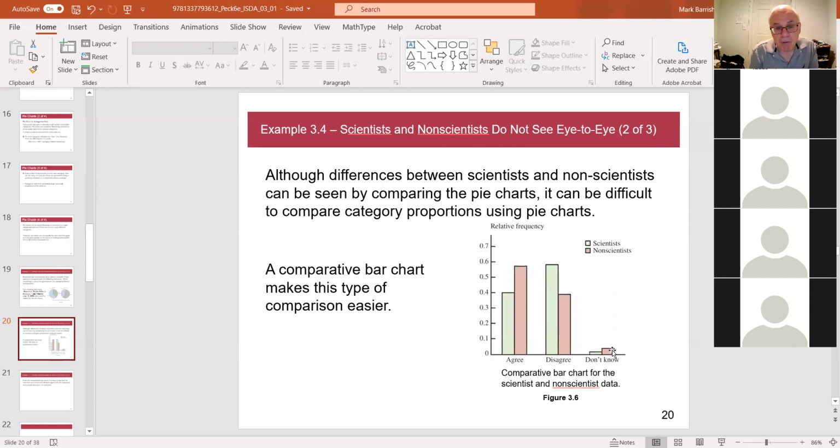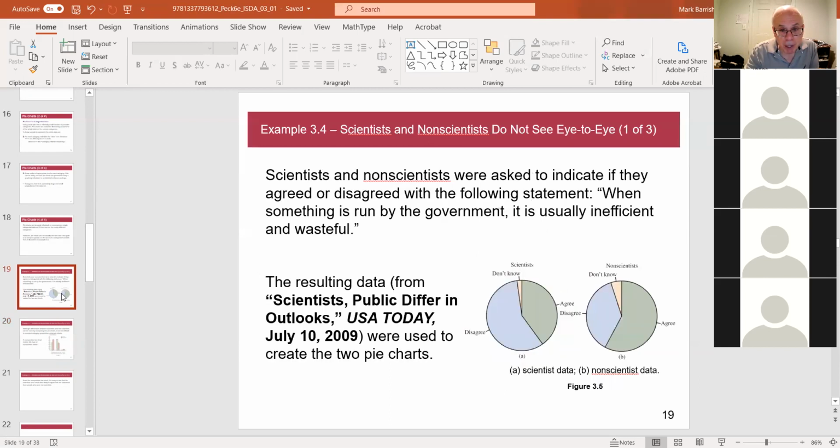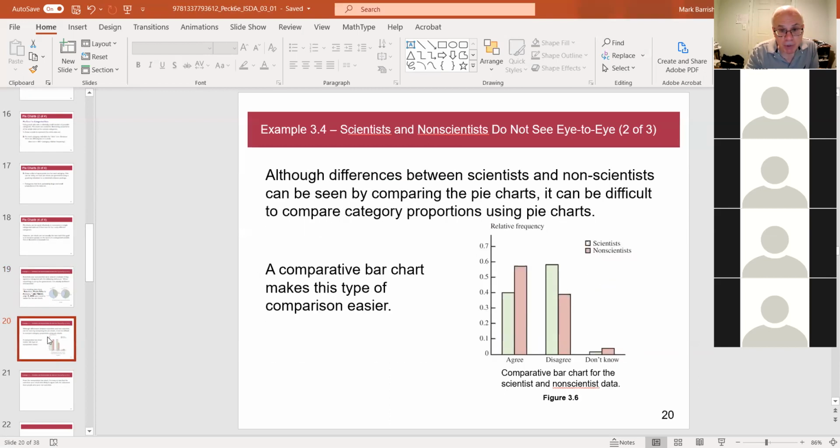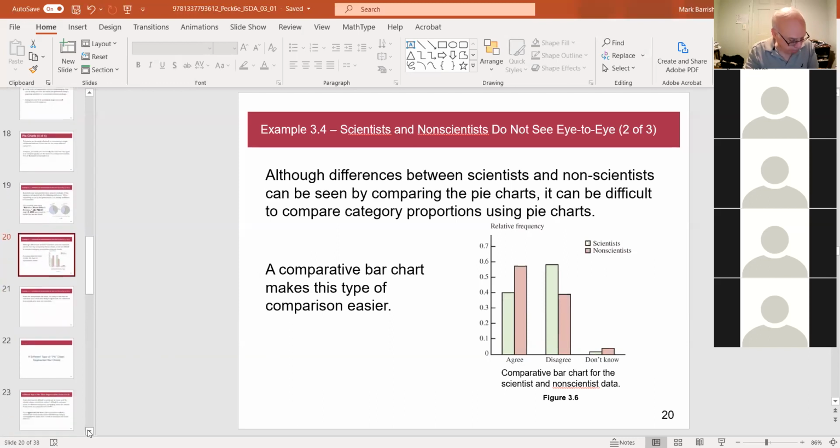So this is another way of expressing the same chart. You could express it again as a comparative pie chart, or you can express it as a comparative bar chart. Okay, but again, categorical, because what's running along the x-axis here? Categories. You always will see categories running along the x-axis. Okay.